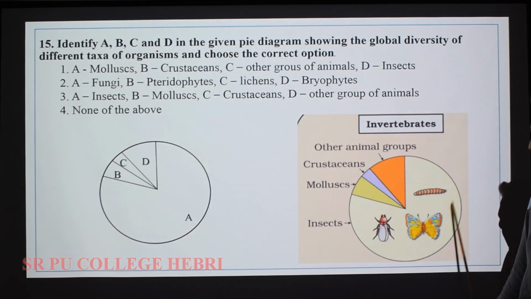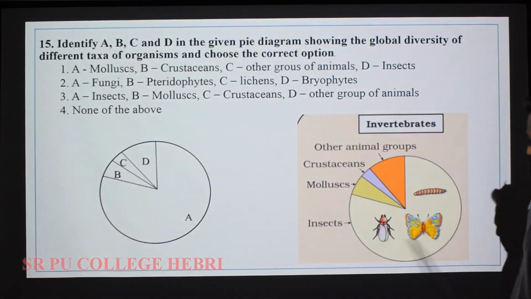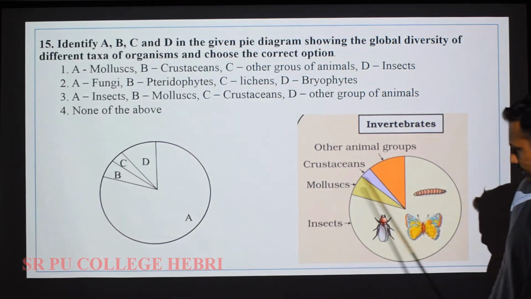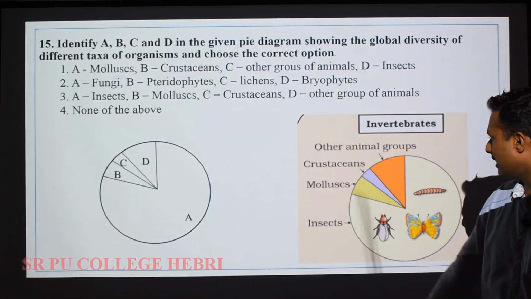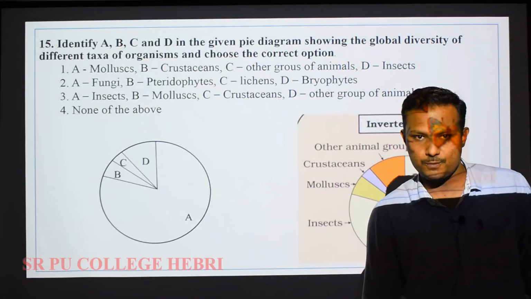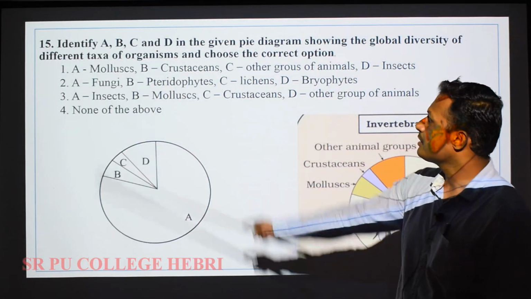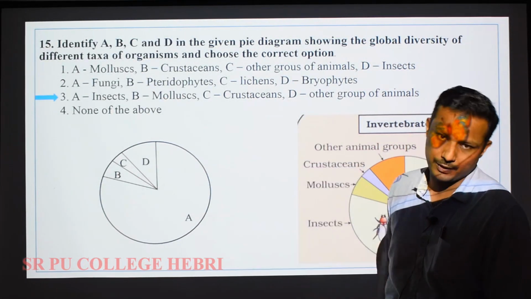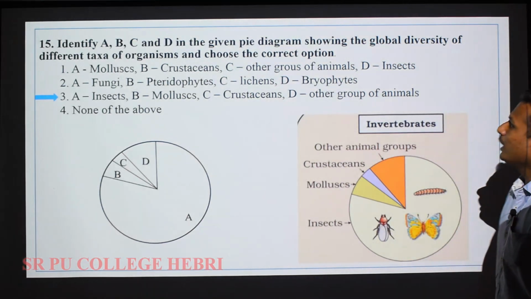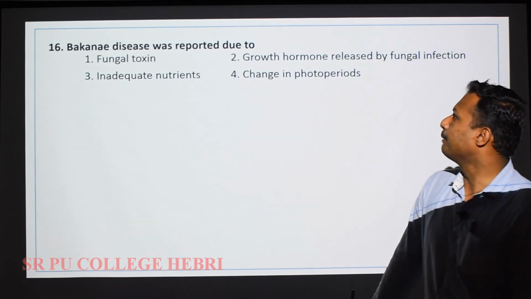So large part of this one, more than 70% of the invertebrates will be nothing but the insects only. Then comes B is mollusca, C is crustaceans, and D is other small animal groups, right? So they all comprise D here. So the answer is what? So the answer is the third one. Yes. Going for the 16th one, Bakanae disease was reported due to.